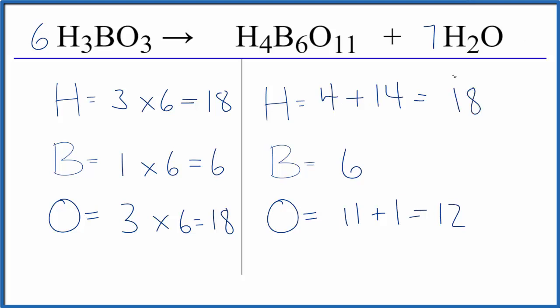But the 7 goes to everything. We have to update the oxygen atoms. So we have 11 plus 7 times 1. That gives us 7, and that gives us 18. And we've balanced this equation.